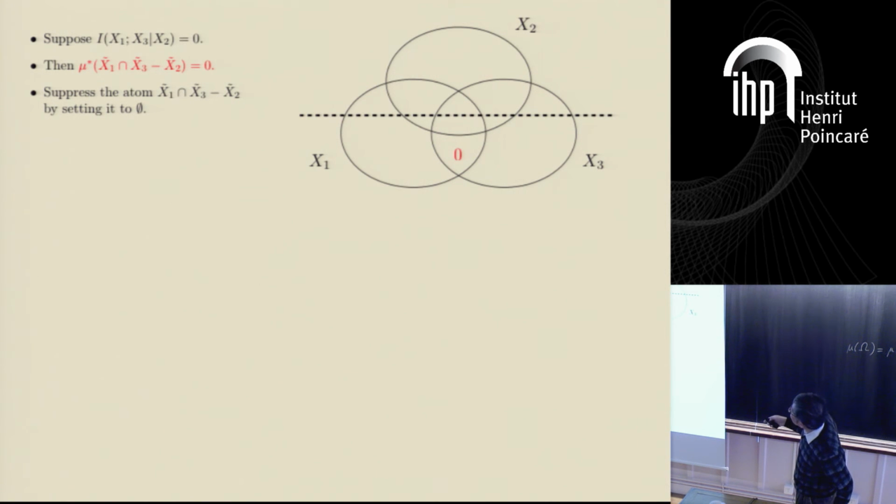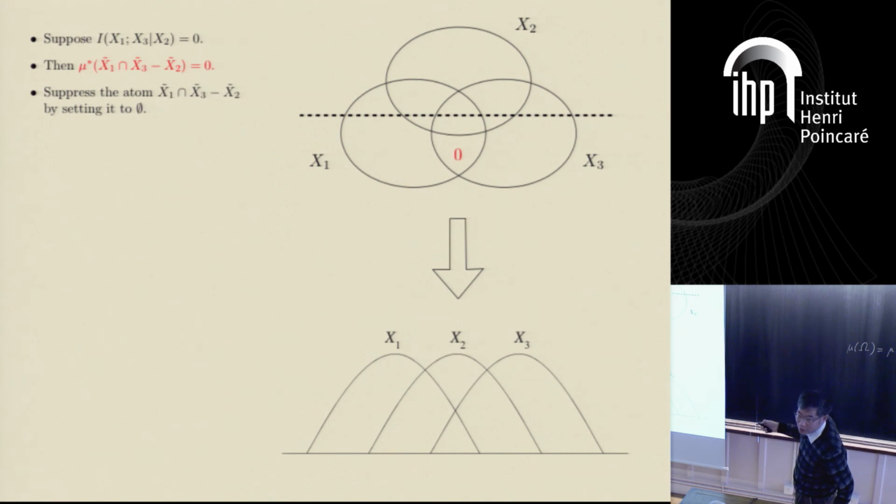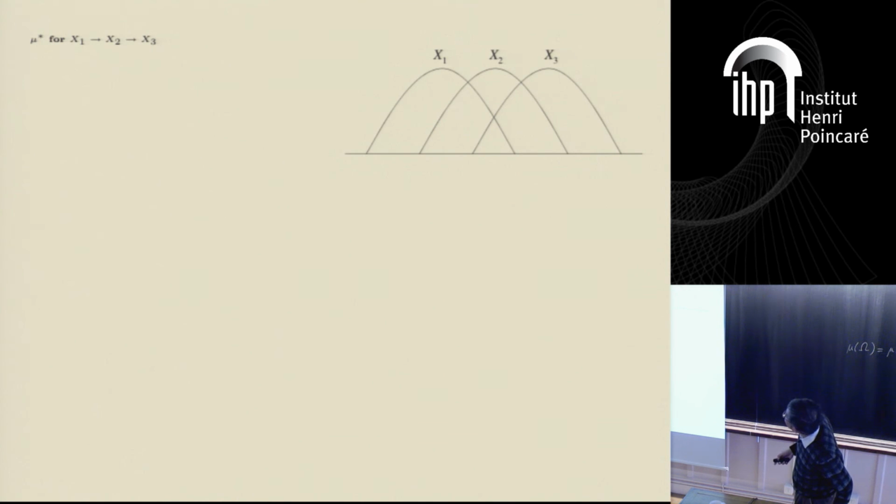A better way to show this, which I learned from Karl Barter, is to draw 3 mountains in a row. Let's do a sanity check. In this information diagram, the mutual information between x1 and x3 given x2 is an intersection of this and this, minus this. So you get nothing. It's actually equal to mu star on the empty set, which is equal to 0. So this corresponds to the Markov chain.